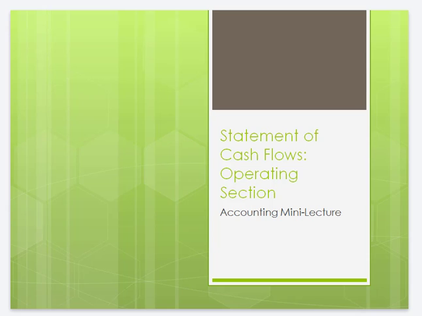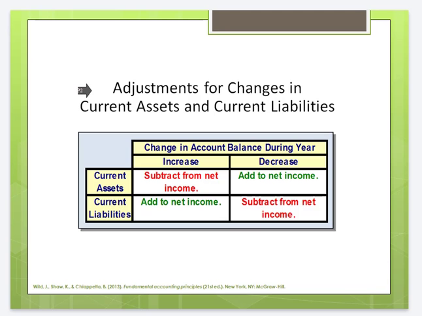This accounting mini lecture covers the operating section of the statement of cash flows. In previous videos, we learned that when we use the indirect method of preparation for the statement of cash flows, in the operating section, we are going to adjust for changes in current assets and current liabilities. And the table here just provides us with a quick summary of how we're going to complete this adjustment on the statement of cash flows.